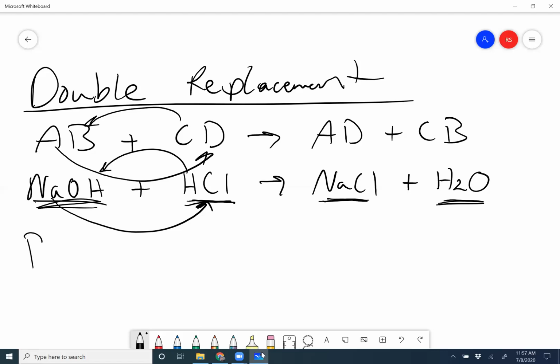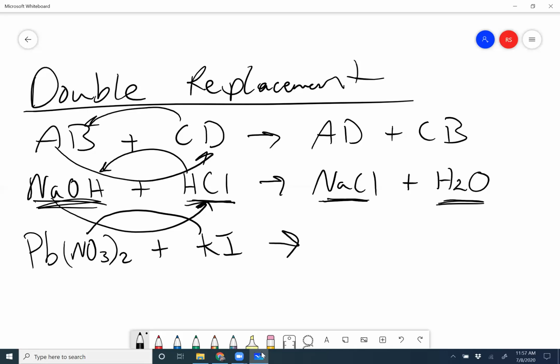A great example of this is lead. Say for instance we had some lead nitrate, and we reacted it with some potassium iodide. Now in a double replacement reaction, the potassium is going to hang out with the nitrate and the lead is going to hang out with the iodine.